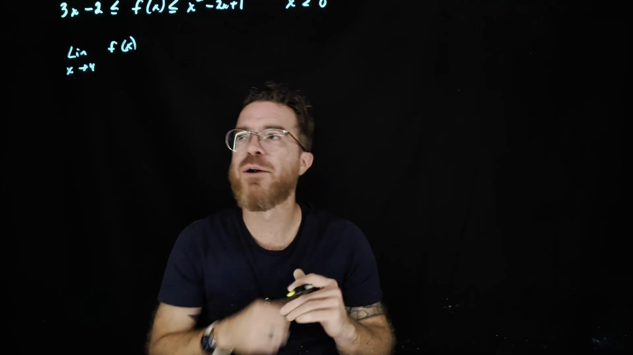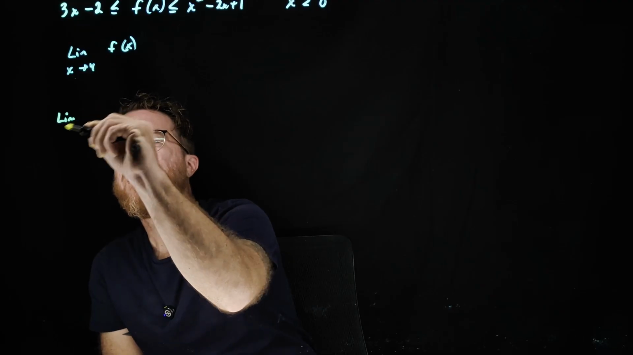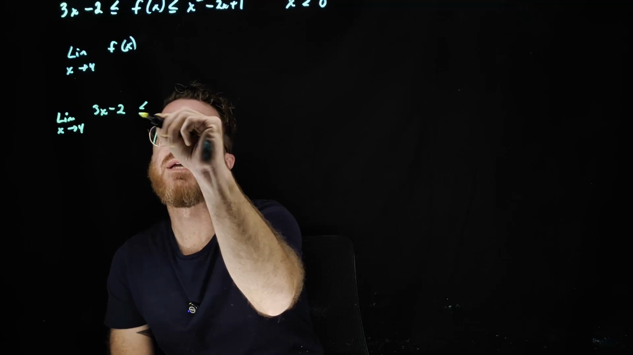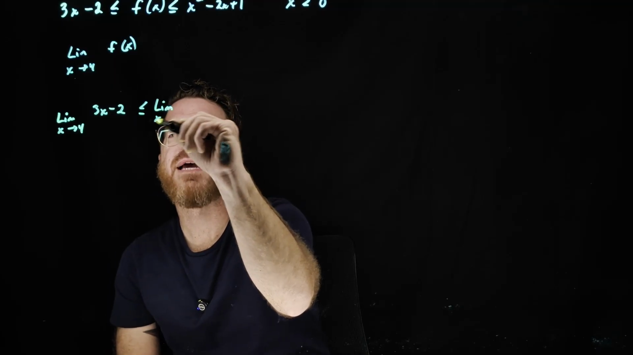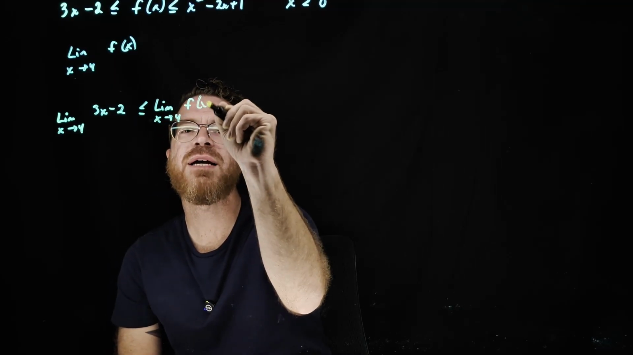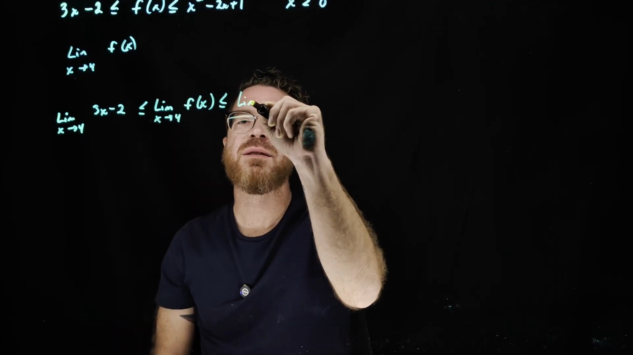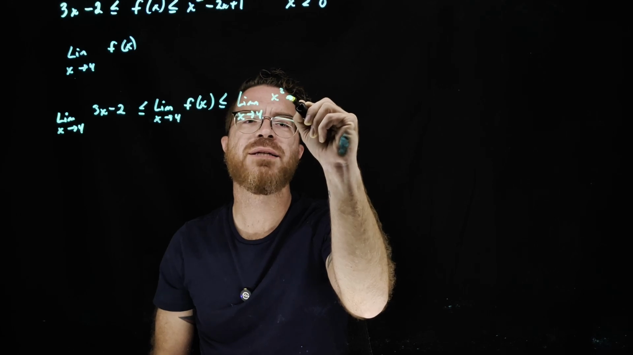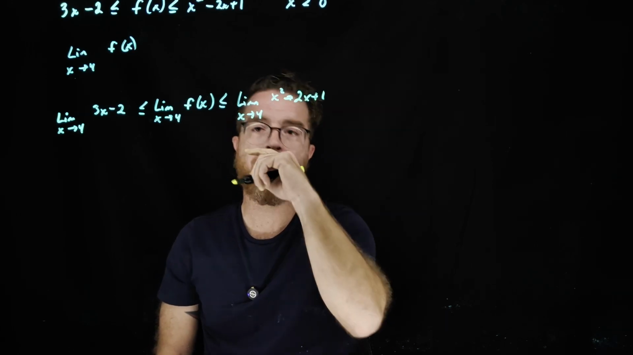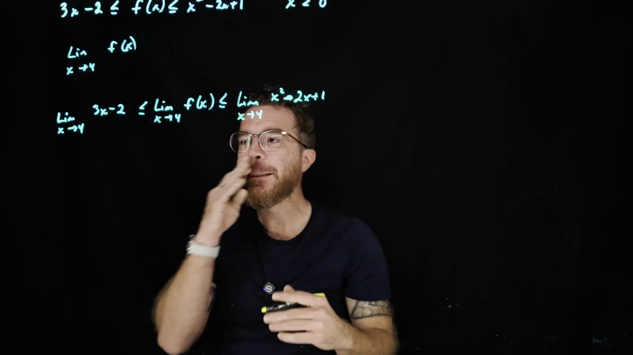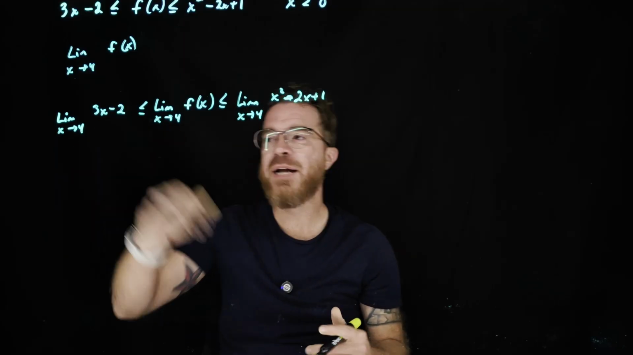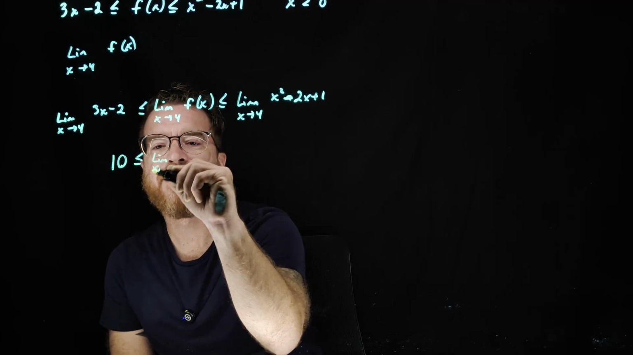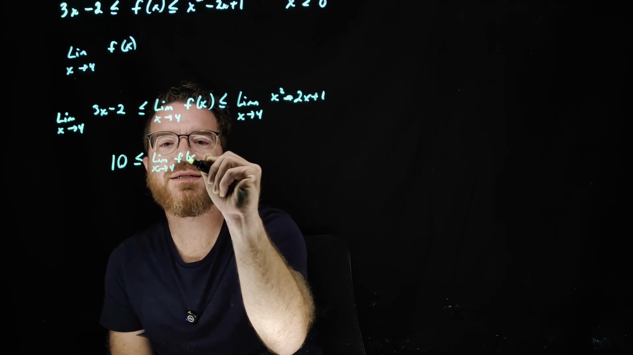And this is, by the way, using the Squeeze Theorem. So this is going to be the limit as x approaches 4 of 3x minus 2, which is less than or equal to the limit as x approaches 4 of f of x, which is less than or equal to the limit as x approaches 4 of x squared minus 2x plus 1. Now if we plug in 4 into each of these, this one becomes 3 times 4, which is 12, minus 2 is 10. So we have 10 is less than or equal to the limit as x approaches 4 of f of x.